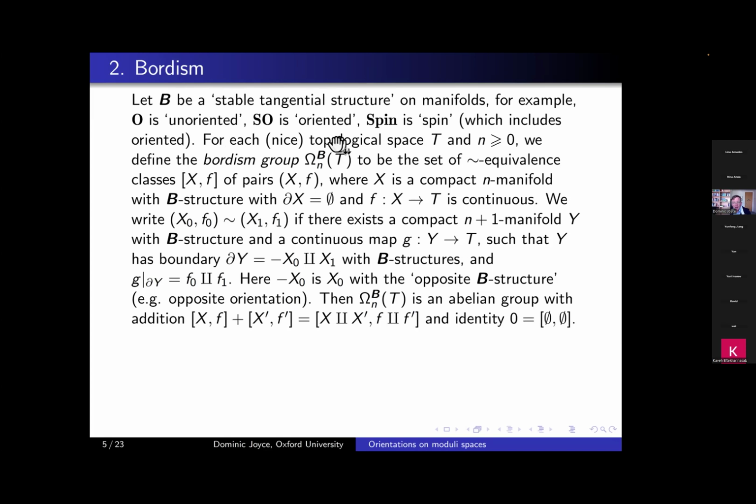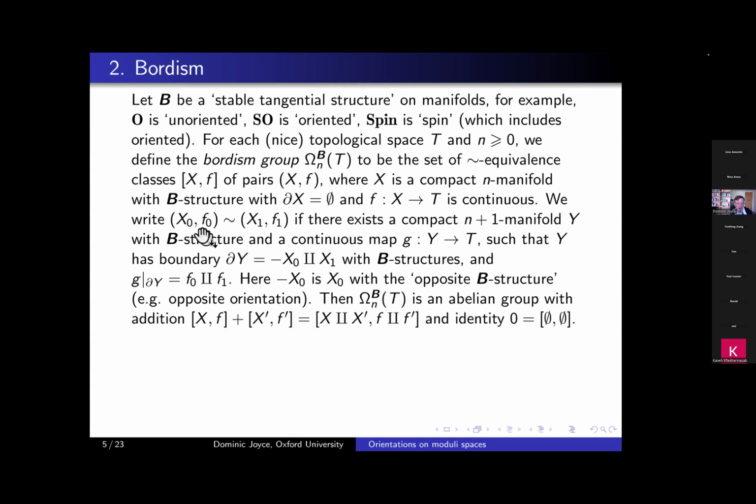So for each topological space T, which you might want to assume is nice, a homotopy-theoretic complex or something like that, and each integer n greater than 0, you define the bordism group, Ω_n^B(T), to be the set of equivalence classes [X,f] of pairs (X,f). But here X is a compact n-dimensional manifold with B structure, so it could be a spin manifold, for example, and X has empty boundary, and f going from X into T is a continuous map.